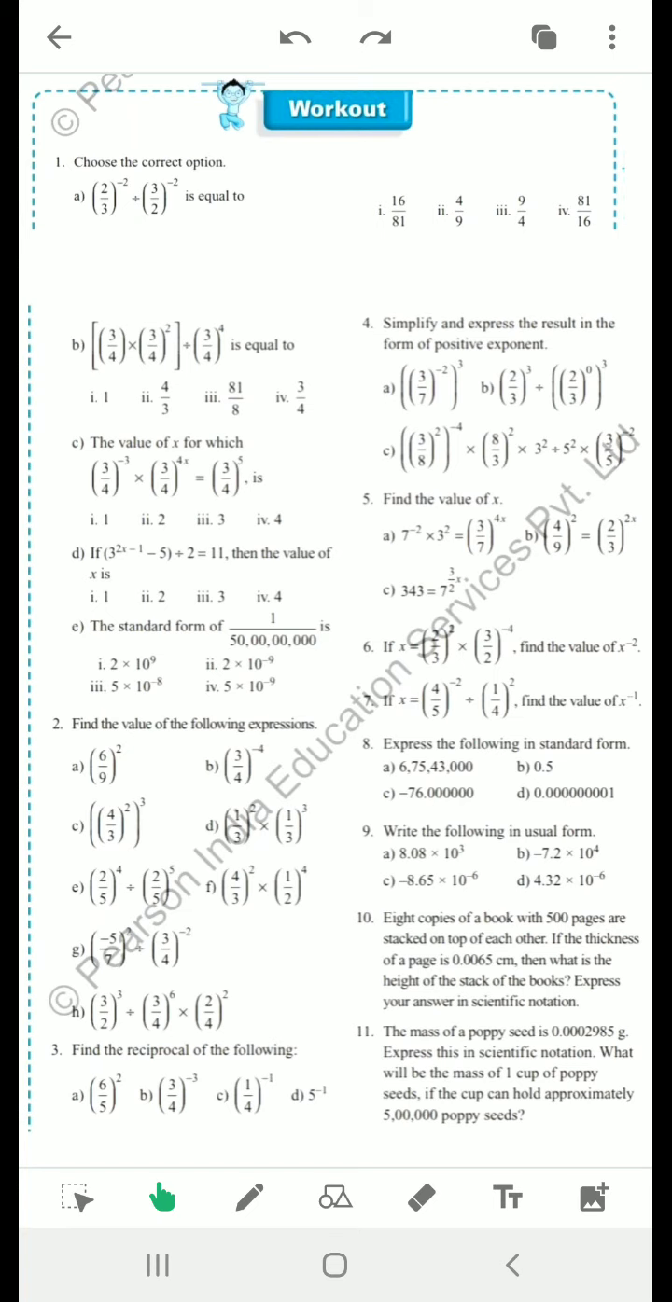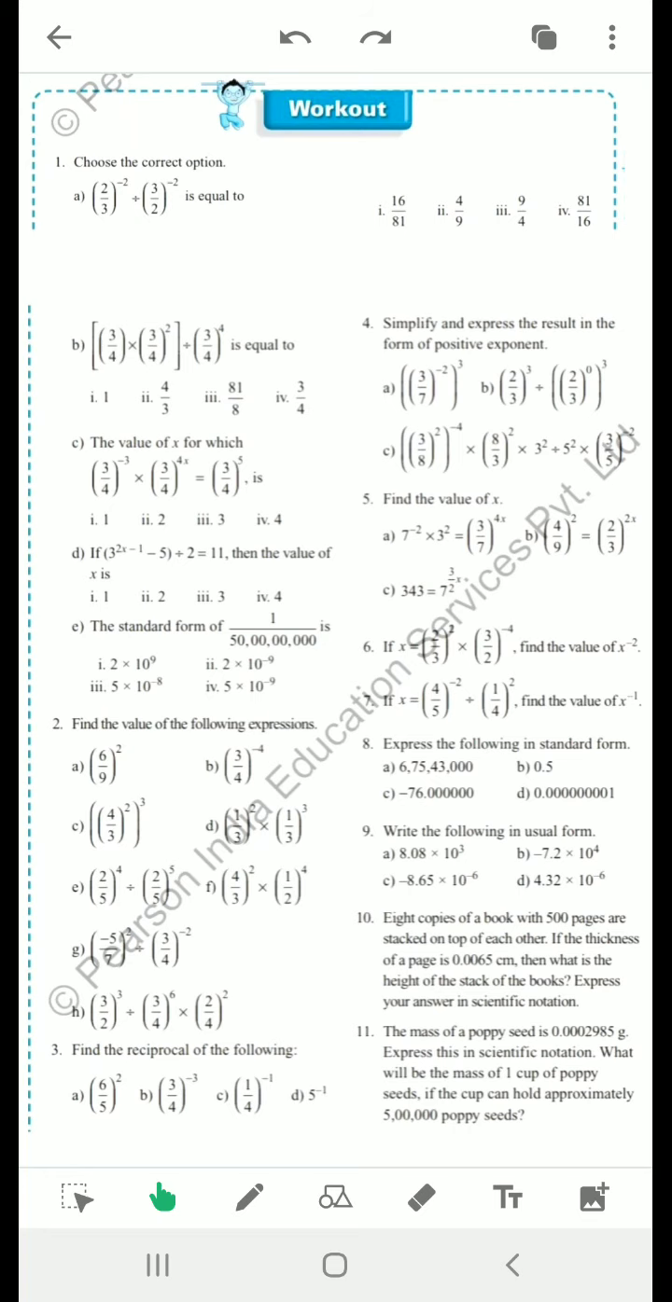You have to write total number of copies equals 8. Number of pages in one copy is equal to 500. Then total pages equals 8 multiplied by 500, that is 4000. Then total thickness will be 4000 multiplied by 0.0065. And whatever answer you get, you have to write the answer in scientific notation.